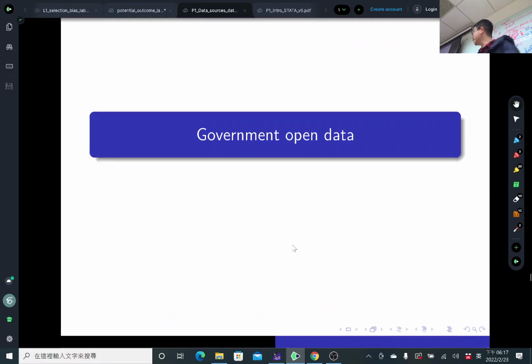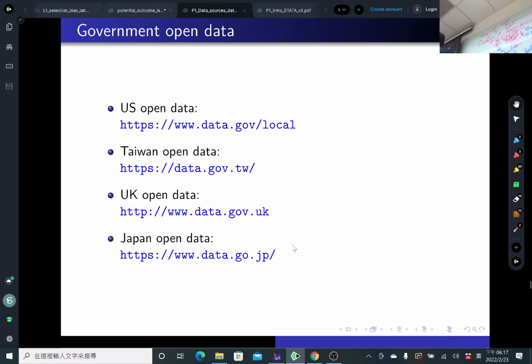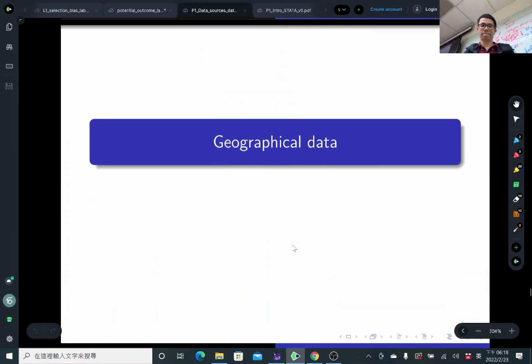And government open data is another data source. A lot of governments have open data because there's this movement of open government. So the US has open data, Taiwan also has, and they collect a lot of aggregate-level datasets you can use about transportation, population, or healthcare. So that's something you can also use.